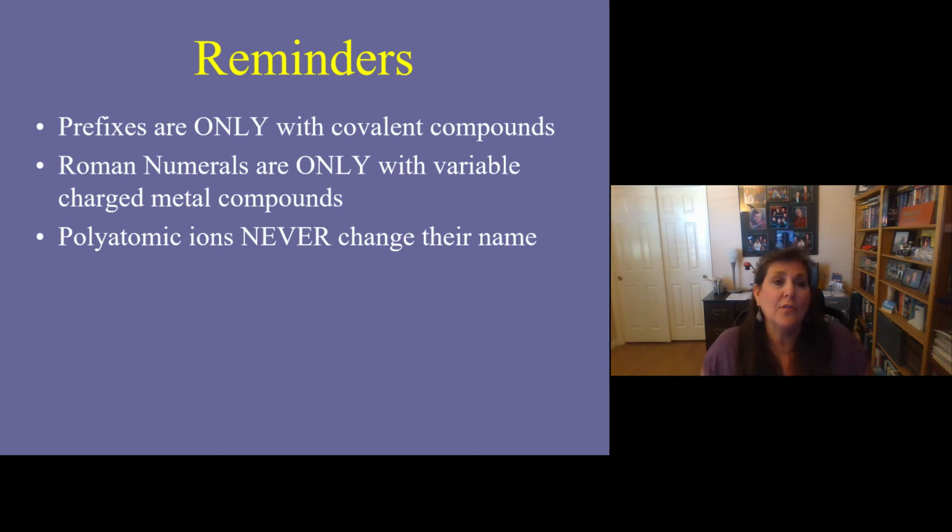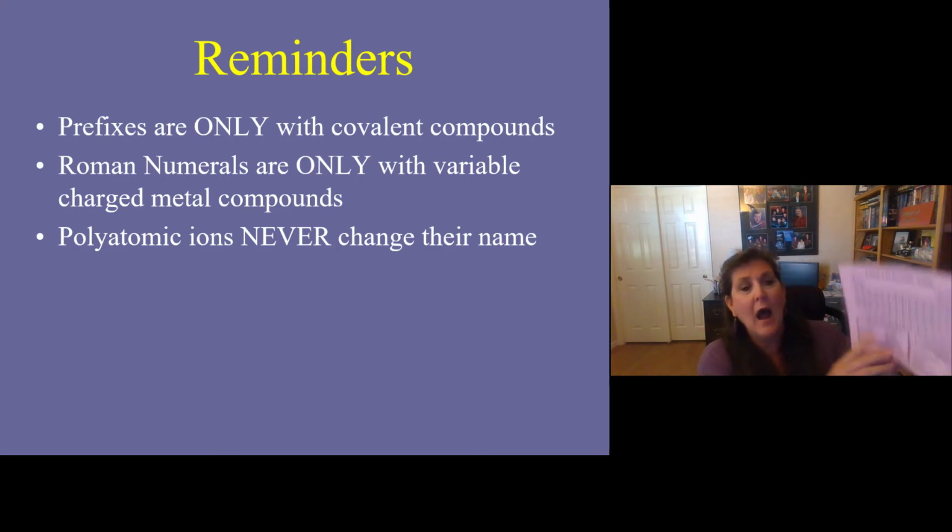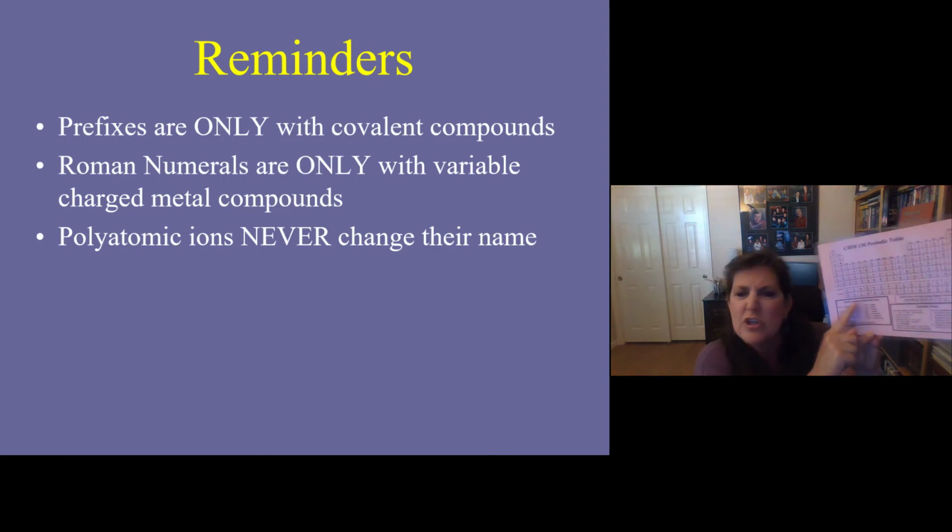So reminders, prefixes only go with covalent compounds. If there's a metal, do not use prefixes. Roman numerals only go with the variable charged metal compounds. And the polyatomic ions in the box never change their name.